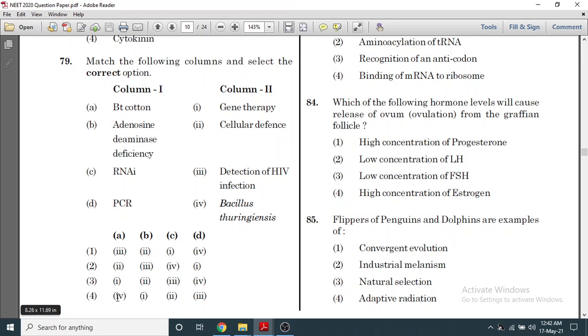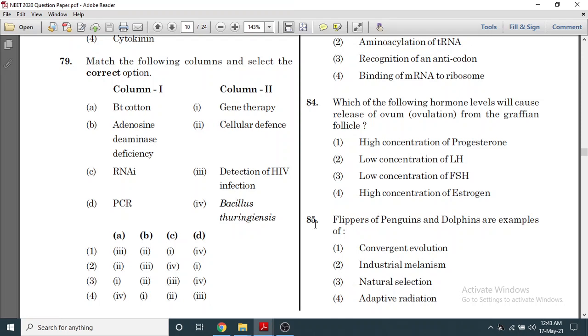Question number 79. Adenosine deaminase deficiency is associated with gene therapy. RNA interference is a cellular defense. PCR is used for detection of HIV infection. Now question number 79 is from different pages of NCERT.